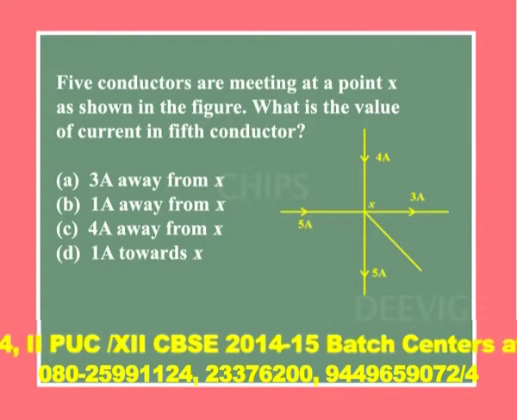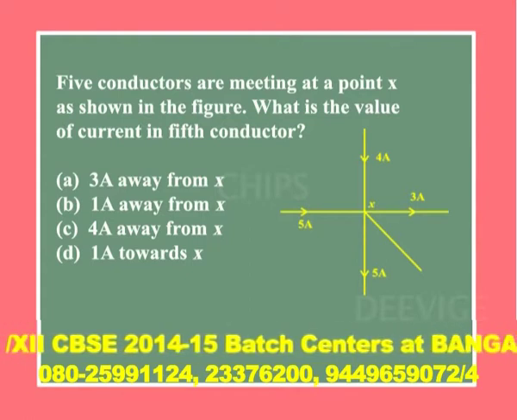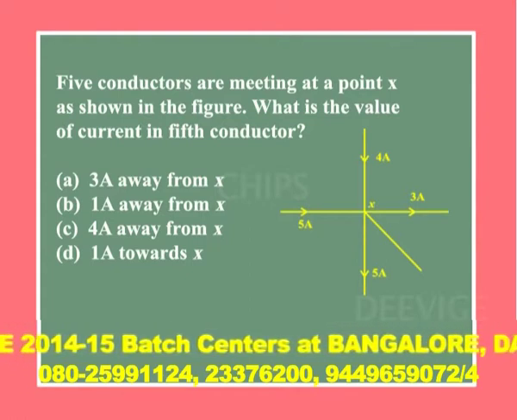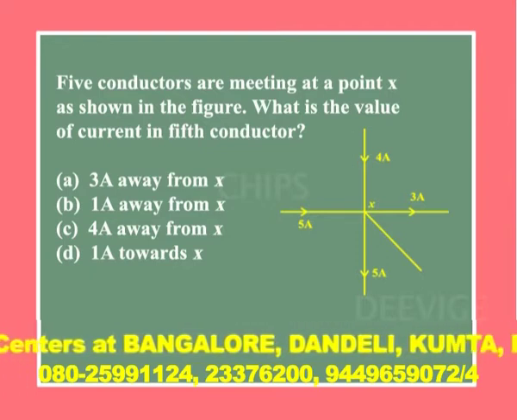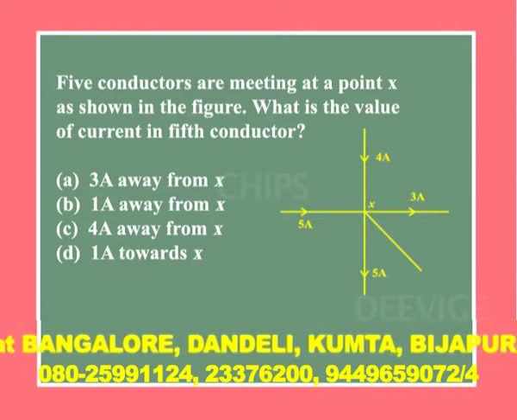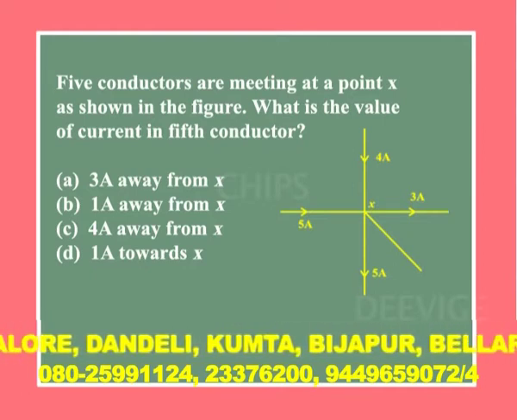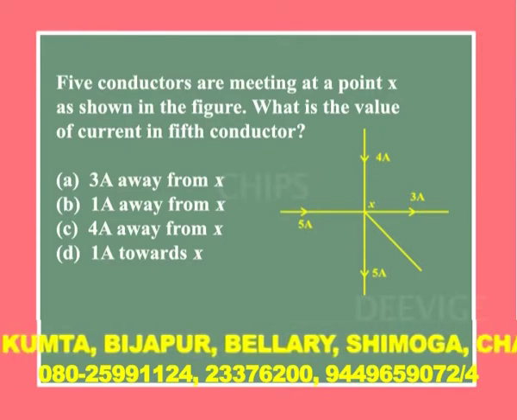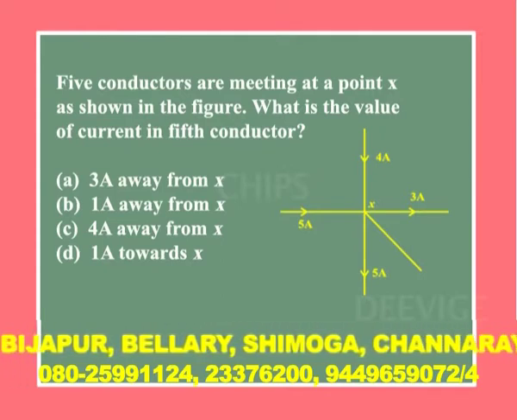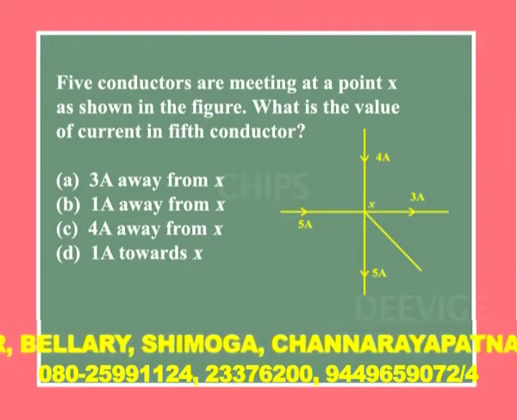Let us take up next problem. 5 conductors are meeting at a point X as shown. Find the value of current in the 5th conductor. Option A, 3 amperes away from X. Option B, 1 ampere away from X. Option C, 4 ampere away from X. And option D, 1 ampere towards X. This is a very simple problem.